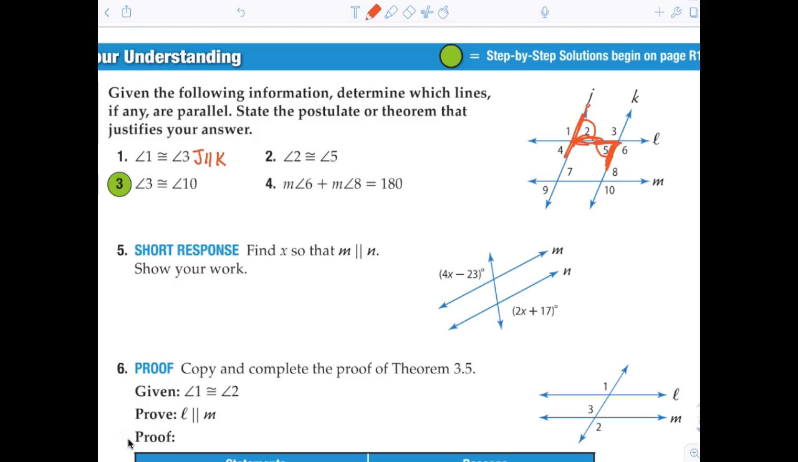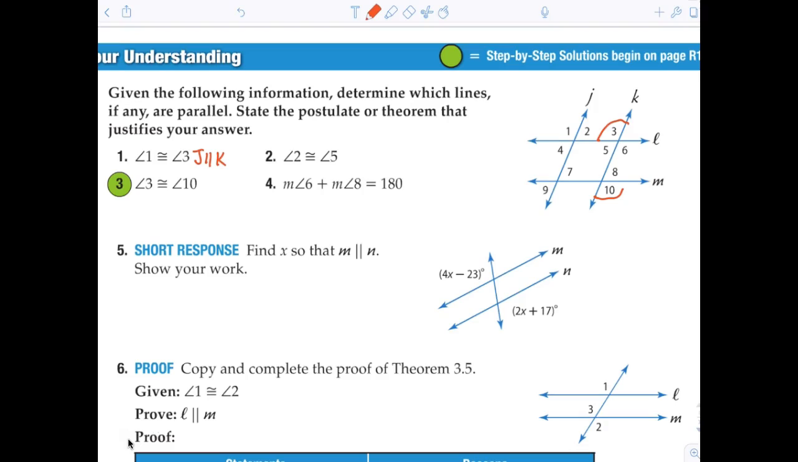Now, let's find angle 3 and angle 10. Again, the alternate interior angle result is a theorem, and I think we're going to end up proving that in a few minutes, so it'll be real easy. Let's identify 3 and 10. Here's 3, and here's 10. Those are alternate exterior angles. That would be the alternate exterior angle theorem. So what two lines are parallel? L and M are parallel. It is very easy.